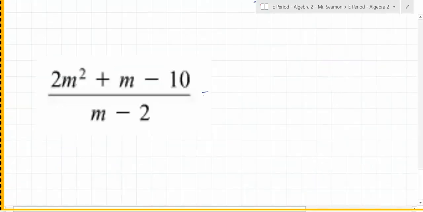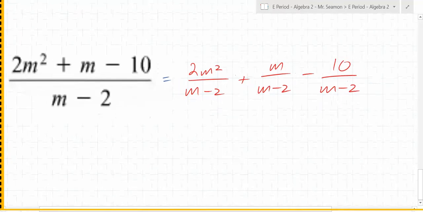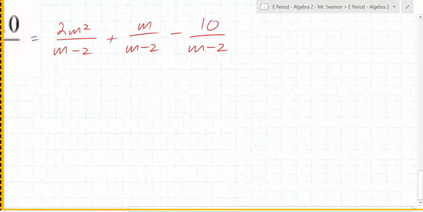Could you break this apart into 3 fractions? Yeah, sure. It'd be 2m squared over m minus 2, plus m over m minus 2, minus 10 over m minus 2. The problem is, is there anything you can simplify there? There ain't. No, you can. What can you do, Hannah? The numerator, you fix it so you can actually take m from 2 or something.